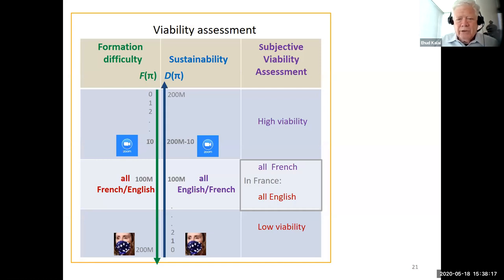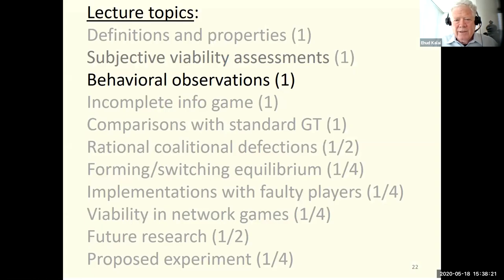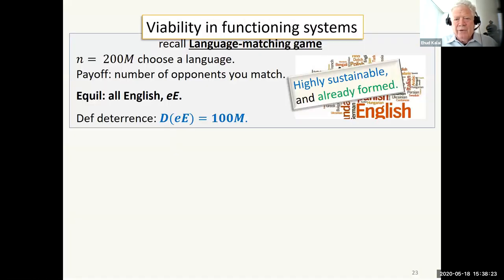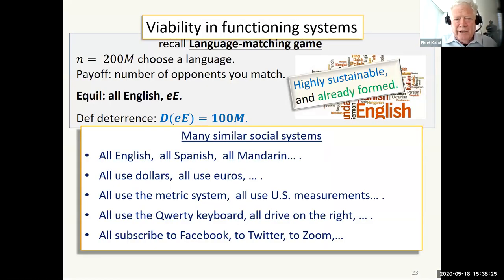Let me now show you some real life observations. So let's look at all choosing English in the US as an example. This is highly sustainable and already formed, so we consider this viable. And all of us who have taught game theory have taught many examples of the list I have before. All English is a Nash equilibrium. It's a very viable one.